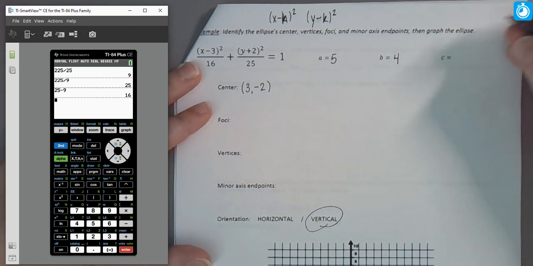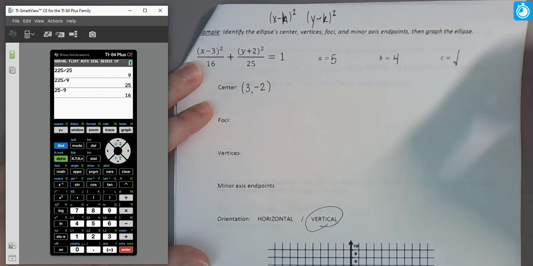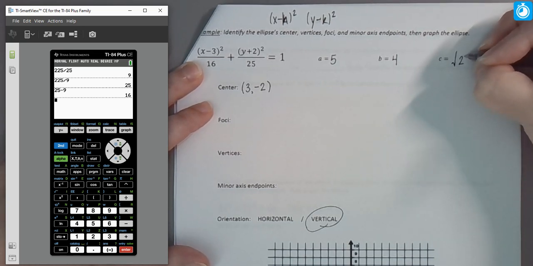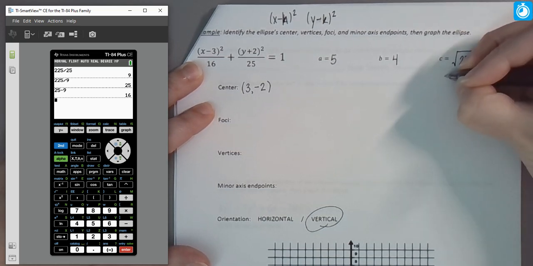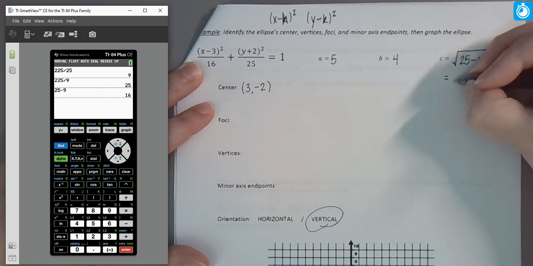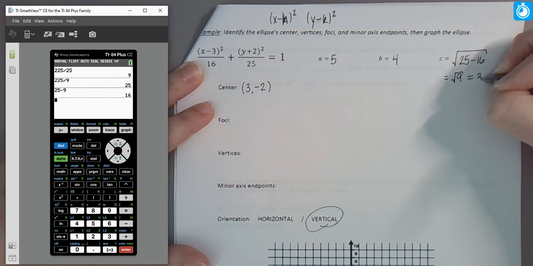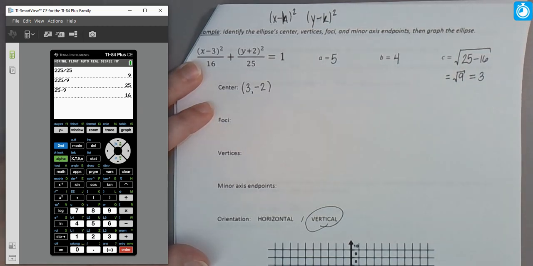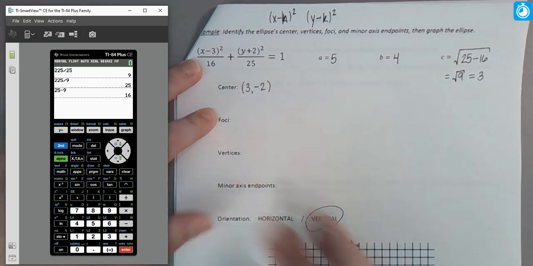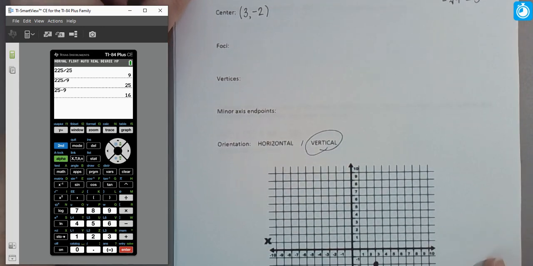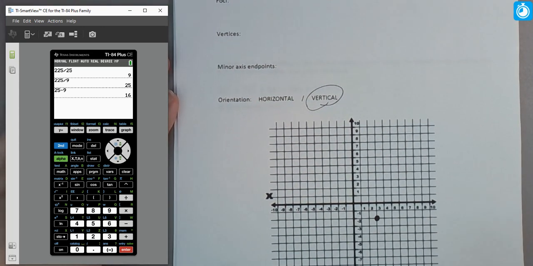So c is going to be the square root of the larger denominator minus the smaller, a squared minus b squared. So in this case, 25 minus 16. And then 25 minus 16 is going to be 9, so the square root of 9, which is 3. So that's our value for c. Okay, so this is going to give us what we need to know about the foci. So again, let's go back to the actual graph. Let's think about what we're looking at.